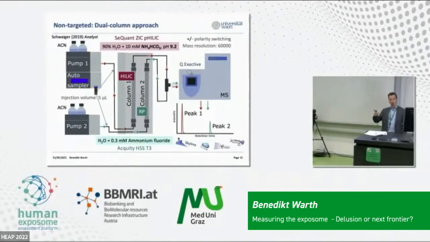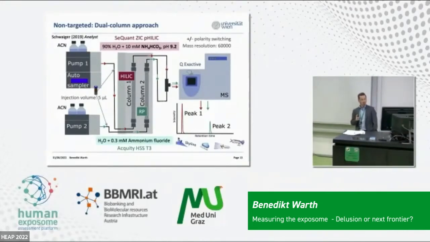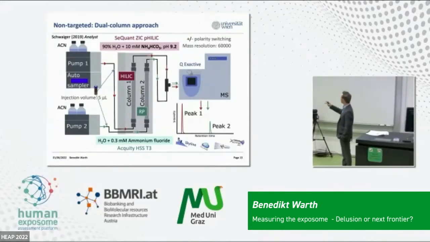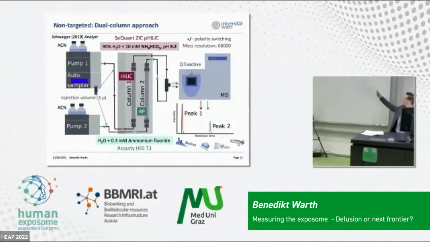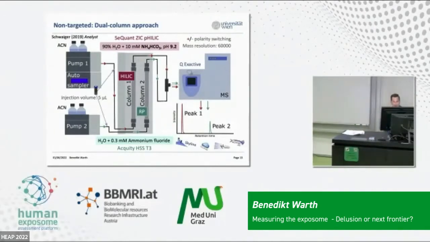The game changer, as said, took us some years to optimize that system, because it's very critical to maintain sensitivity when you are diluting your sample, when you are putting different elements together. So one of the game changers here was to use ammonium fluoride in the aqueous phase for the reversed phase chromatography, and by that we could really boost sensitivity for many compounds, especially for endocrine disrupting chemicals, by up to a factor of 100 to 1000.